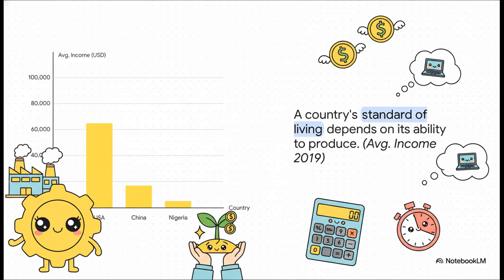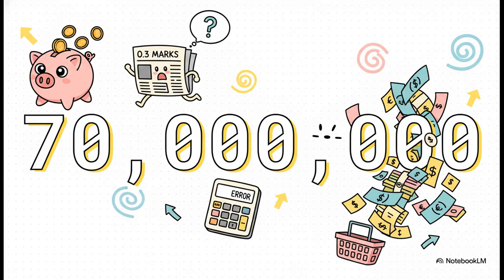A country's standard of living depends on its ability to produce goods and services. The massive differences in income you see on this chart, at the end of the day, they pretty much boil down to one single thing: productivity. When workers can produce more stuff per hour, the entire country gets richer. It's really that simple. All right, principle number 9 is all about prices.